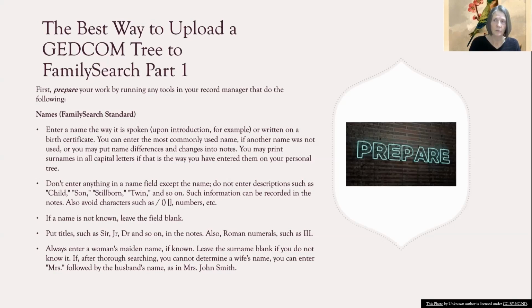If you know your female ancestor's maiden name, put that down and not her married name. If you don't know her maiden name, leave the surname blank. And if you can't determine her first name, you can either put Mrs. So-and-so with her husband's name, or you can just put Mrs. and her first name. It's better to put the husband's name, though. I generally leave the maiden name blank if I don't know what it is.